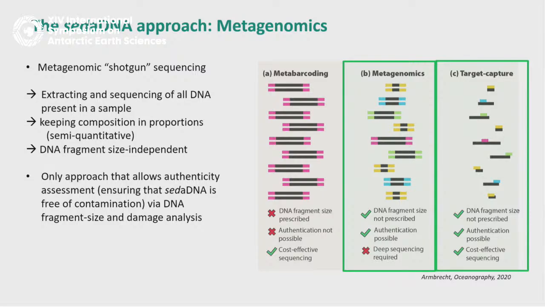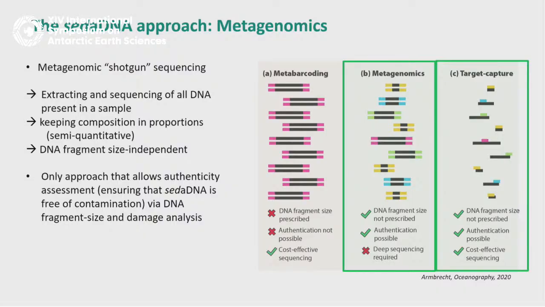There's a couple of advantages when we're using this technique. The first one is that we are keeping the communities in proportion. So we're basically looking at everything as it was in the sample. The other very important advantage is that we're keeping DNA fragments as they are, and the DNA size distribution in our samples. That's important because that is something we use for authentication of the ancient DNA, to show that it's really ancient and it's not contamination by modern organisms.